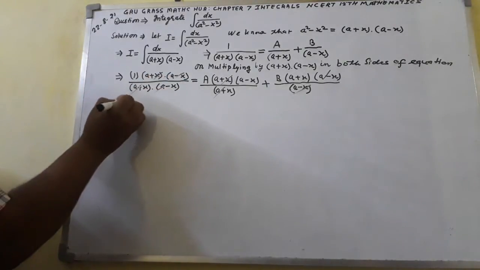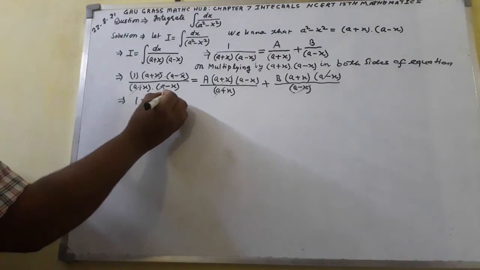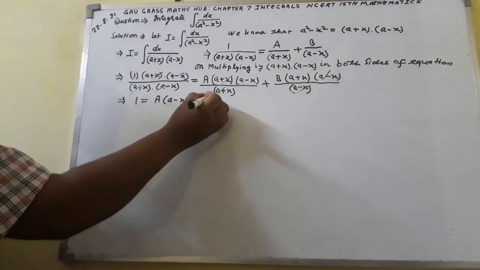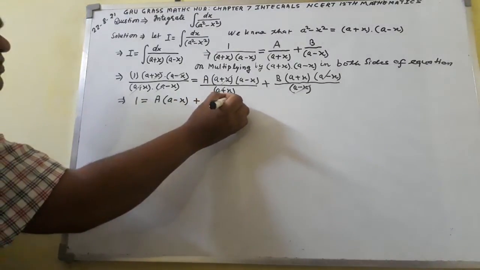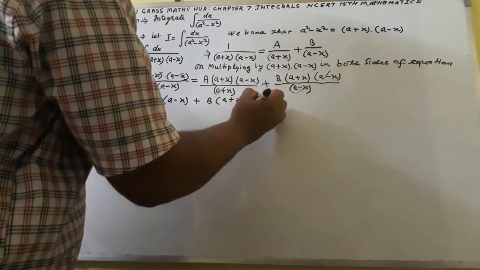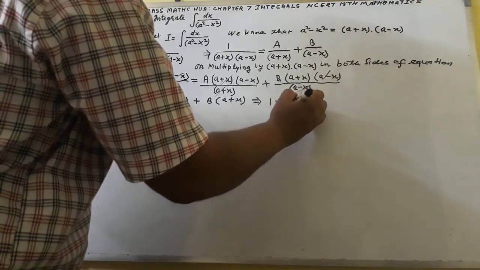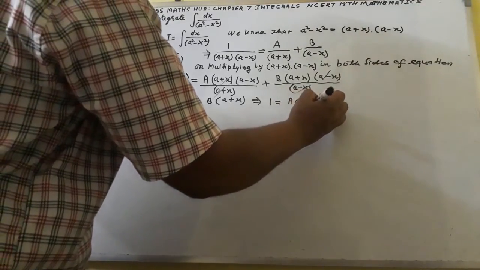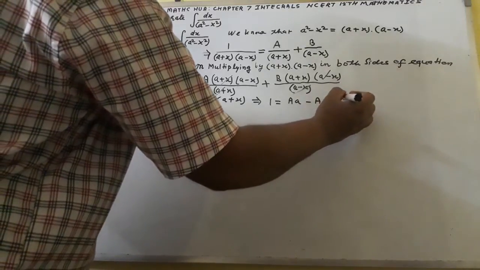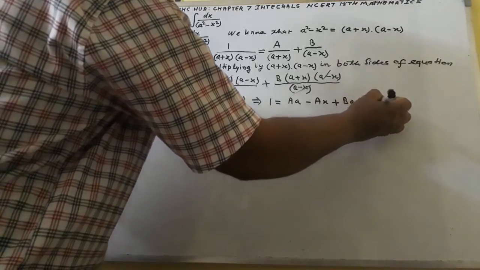So this one will also be cancelled out. We will get here, implied that, 1 is equal to A in bracket (a minus x) plus B in bracket (a plus x). This thing we will get. Now again I shall write, implied that, 1 is equal to Aa minus Ax plus Ba plus Bx. This one you will get.